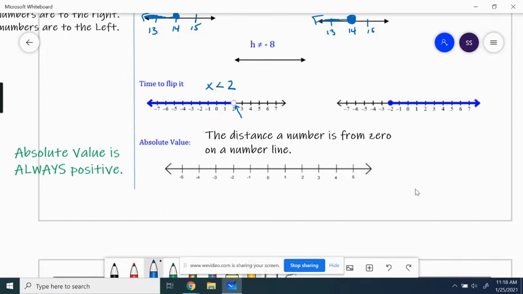Okay, next one, x and -2. We could do this part first if you wanted to. So is the circle open or closed? This is closed, so we can do equal to. And now we can do the same thing again. Pick a number that represents x.